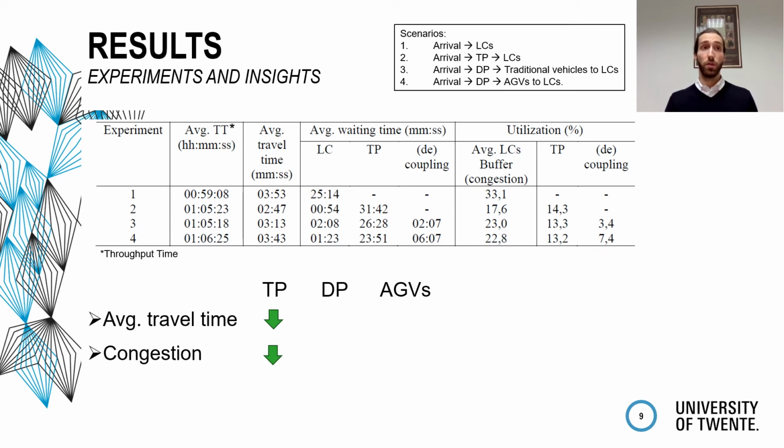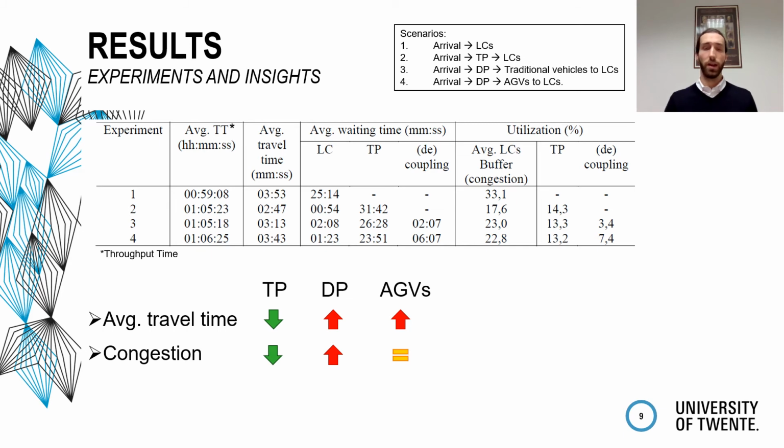Then if we move to experiment 3, where we decouple using traditional yard tractors, we see that actually average travel time and congestion increase from the truck parking scenario. So not very nice. And going to the 4th experiment with AGVs, we see that the average travel time increases again while the congestion remains the same. Why is this increase? Well, because the AGVs in our model are assumed to move slower than other, traditional vehicles, because of safety reasons.